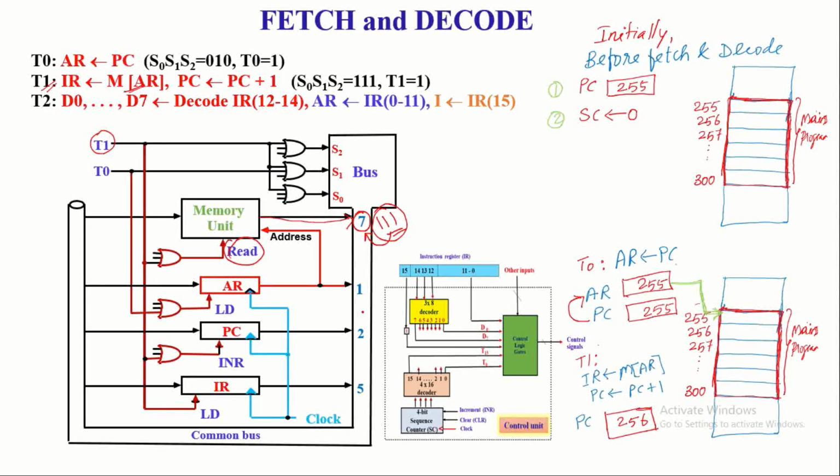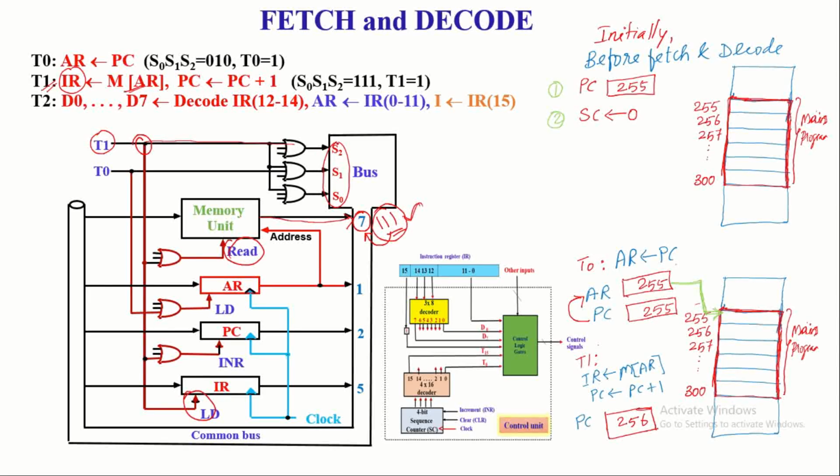The memory unit will transfer its content over the common bus, and in order to receive the content, the instruction register load signal needs to be enabled. So you can observe here the timing signal T1. It is connected to the selection signals which activate the memory unit. Its values need to be 111, right?